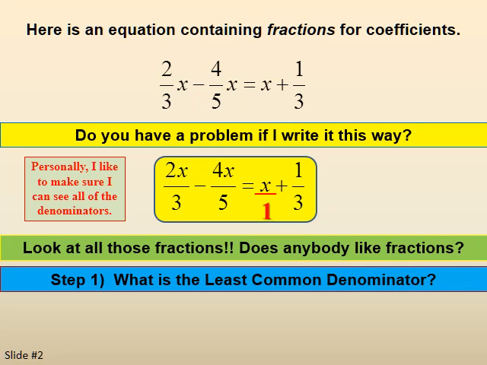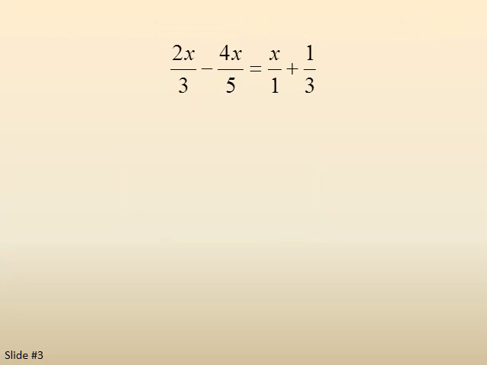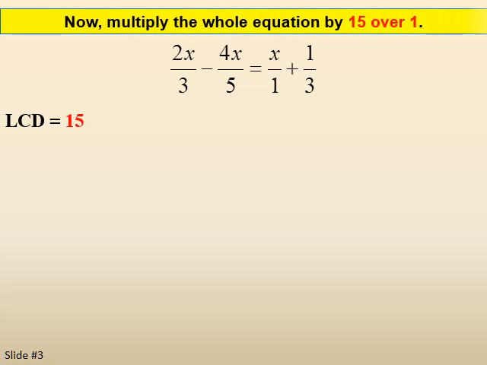Step 1. What is the least common denominator? 15. So 15 is the least common denominator. In other words, it's the number that all the denominators will divide into. So now what we're going to do is multiply the whole equation by 15 over 1, using the common denominator, 15 over 1.